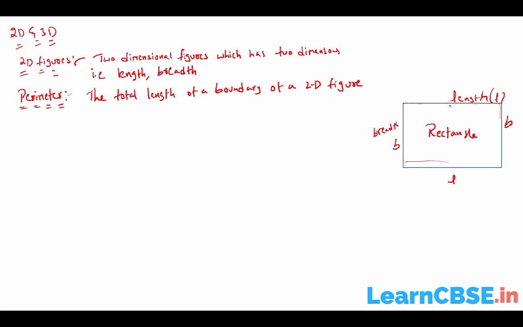That means 2L plus 2B. If you take 2 common, it is 2 into (L plus B). So this is the perimeter of a rectangle. The total length of the boundary of a given figure is called perimeter.